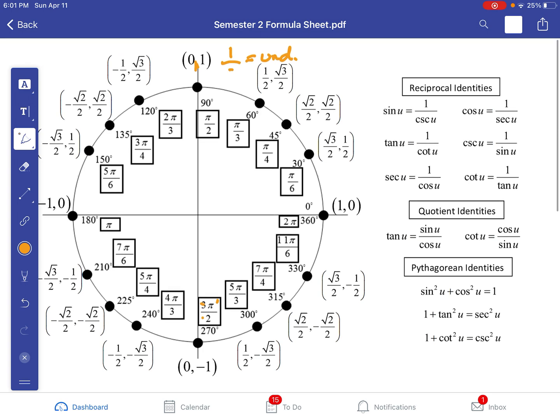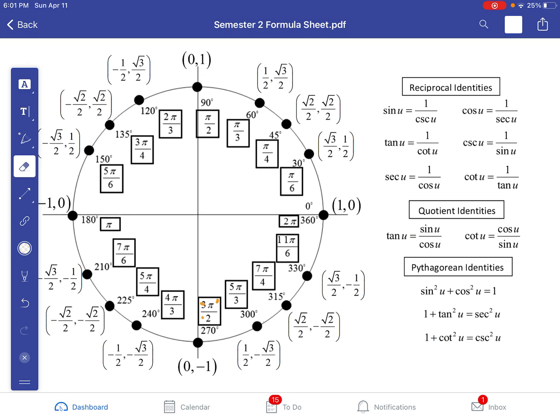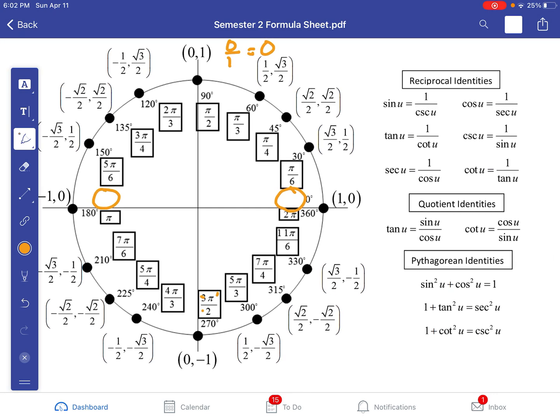Now, at pi over 2, there is no undefined because cotangent is cosine over sine. And at pi over 2, cosine over sine is x over y, which is 0 divided by 1, which is still just 0. All right, the problem lies in the fact that now at 0 and at pi, we run into undefined because cosine over sine is 1 divided by 0, which is undefined.